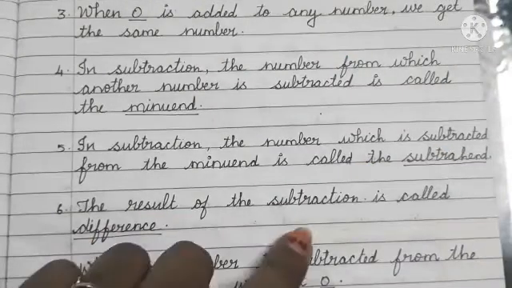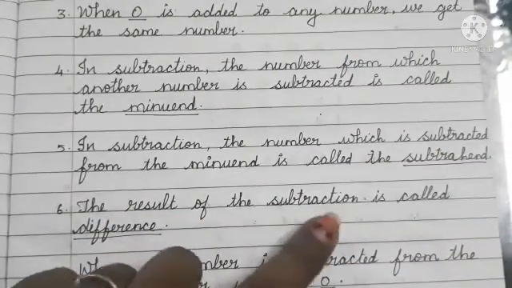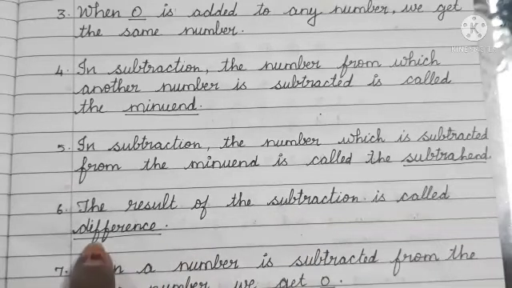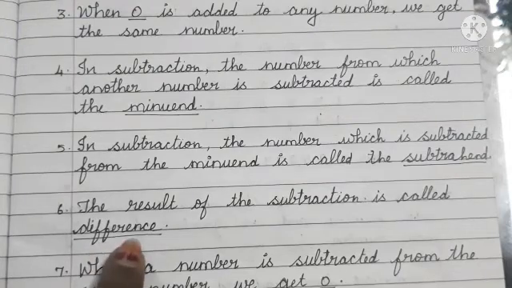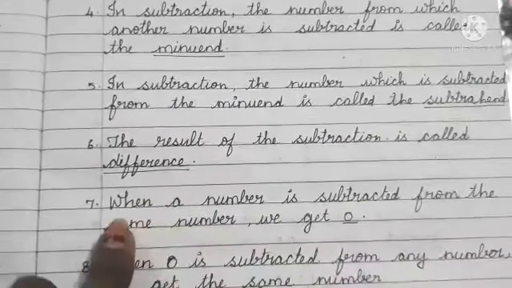Look at the 6th question. The result of the subtraction is called difference. The spelling of difference is what, ma? D-I-F-F-E-R-E-N-C-E, difference.